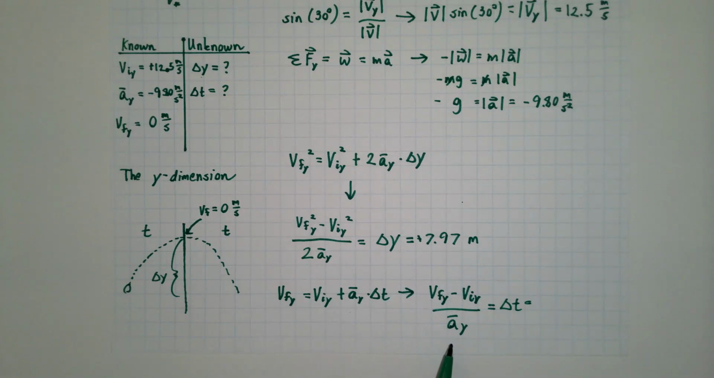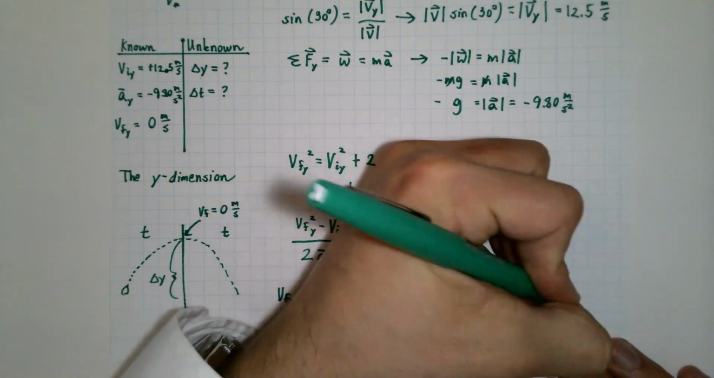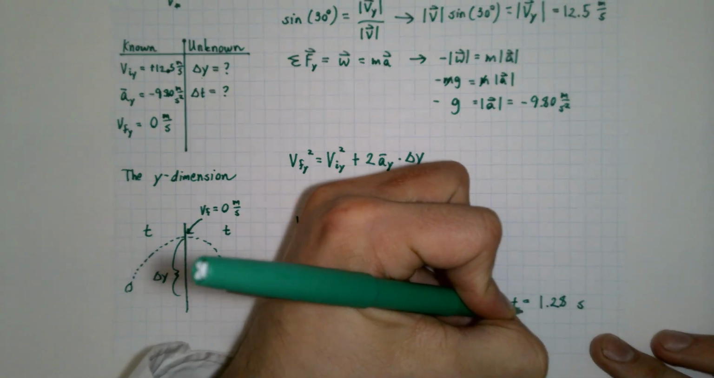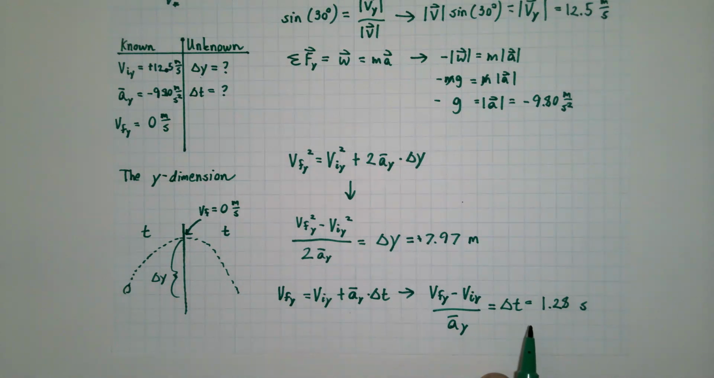It takes our object 1.28 seconds to reach that maximum height, which means it takes 1.28 seconds times 2 to get back to the ground, or from where it was originally launched. So this represents time up, right, up to the maximum height. It takes double that, or 2.56 seconds, to finally get back to the ground. All right, so we have our critical points that we can use in order to draw the position time graph in the y dimension here. So let's take a look at that.